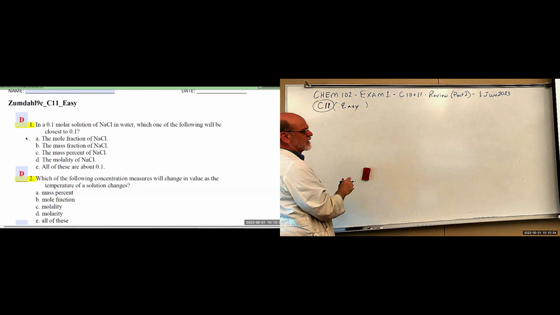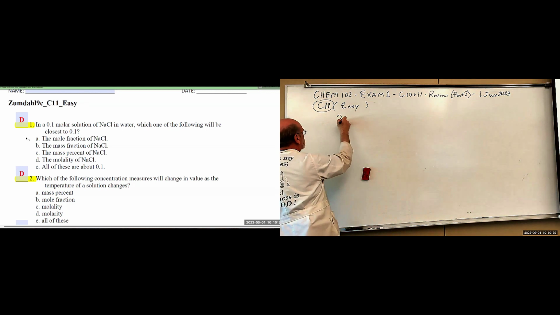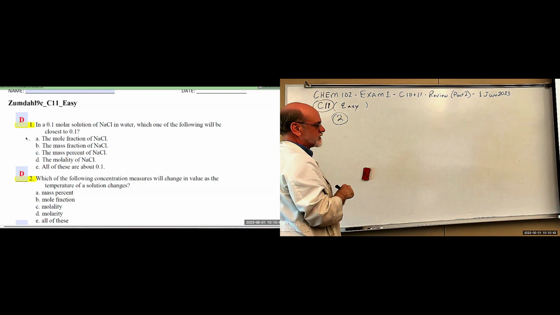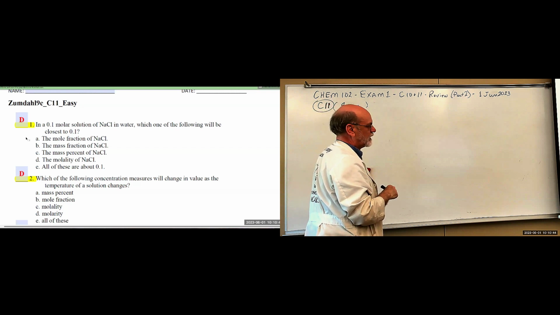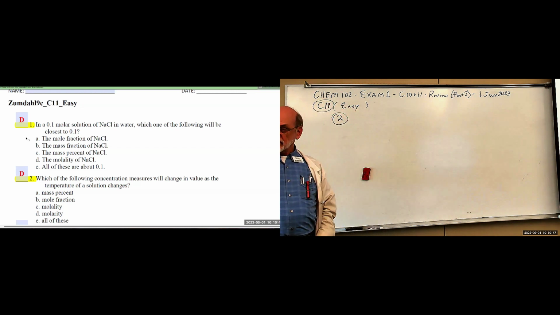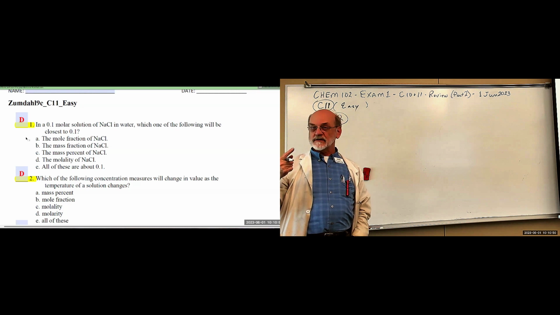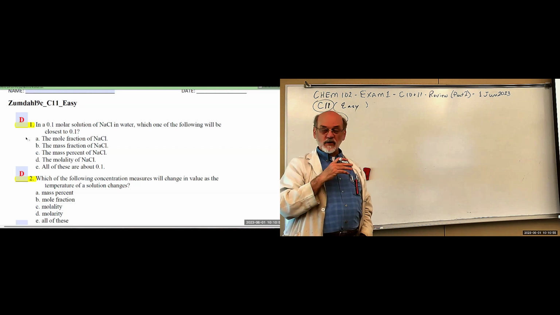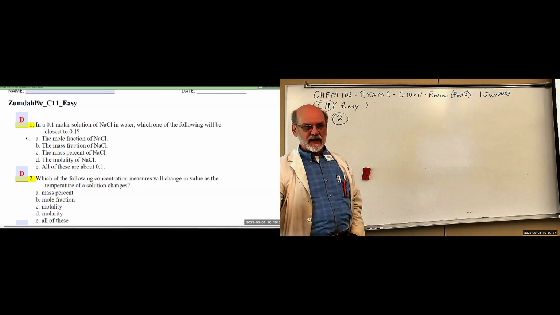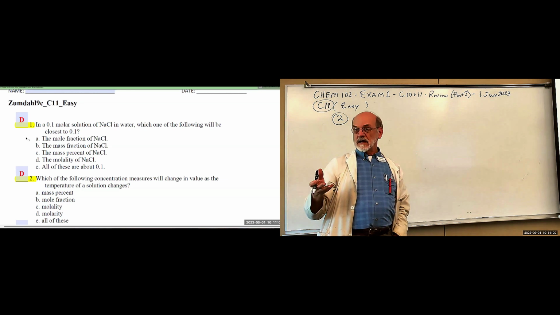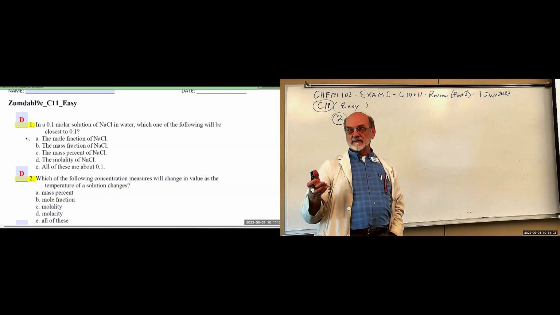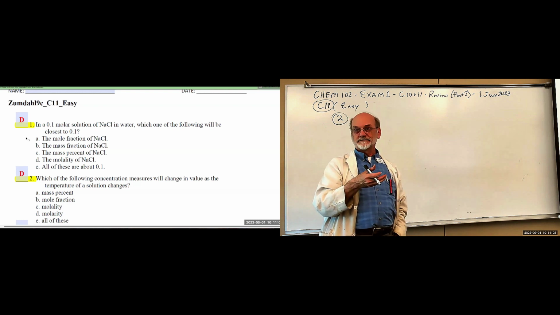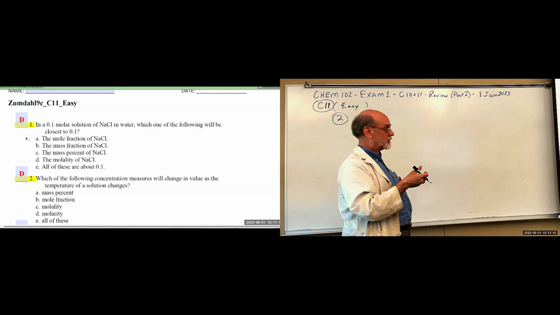Oh, I didn't write the number there, did I? That was number 1. So number 2. Which of the following concentration measures will change in value as the temperature of the solution changes? The one that changes with temperature is the one that is expressed as volume anywhere in its calculation. If it's only mass in the calculation, if it's only moles in the calculation, then the value will not change with temperature. Because those numbers of things, masses of things, they don't change with temperature. Only volume changes with temperature.